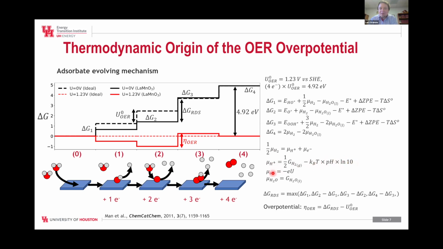The electron chemical potential is modified with the applied potential. So that is the EU term that changes the energy levels here. And then we can look at the energy differences and define an overpotential. So if we can estimate the stability of all of these intermediate states, we can very quickly estimate what the overpotential of the reaction would be.